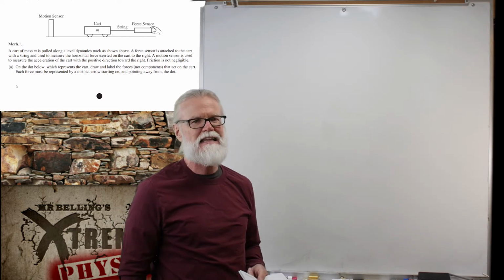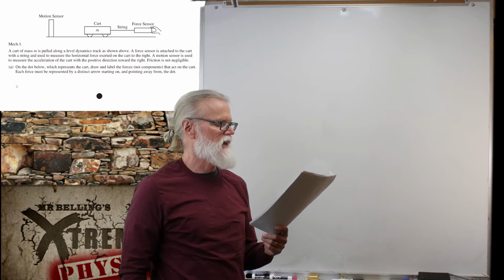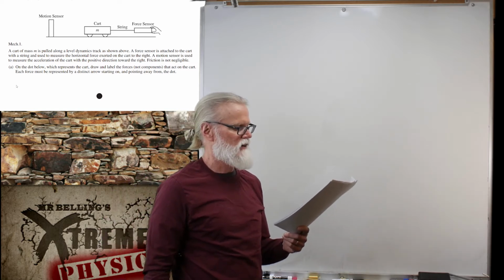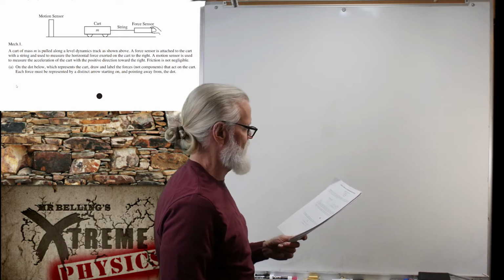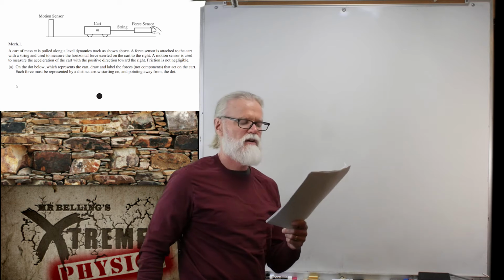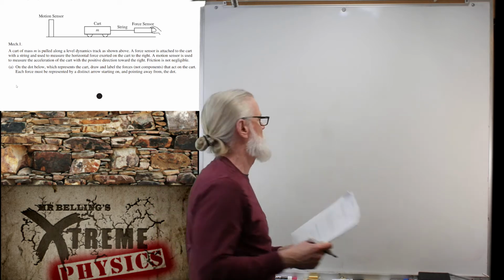Friction is not negligible. On the dot below, which represents the cart, draw and label all the forces, not the components, that act on the cart. Each force must be represented by a distinct arrow starting on and pointing away from the dot.